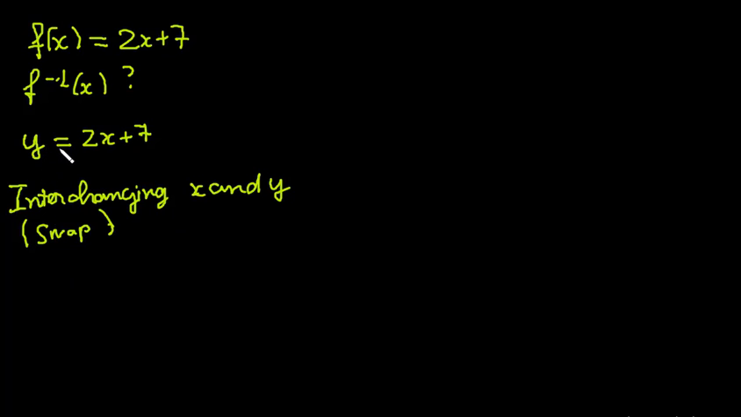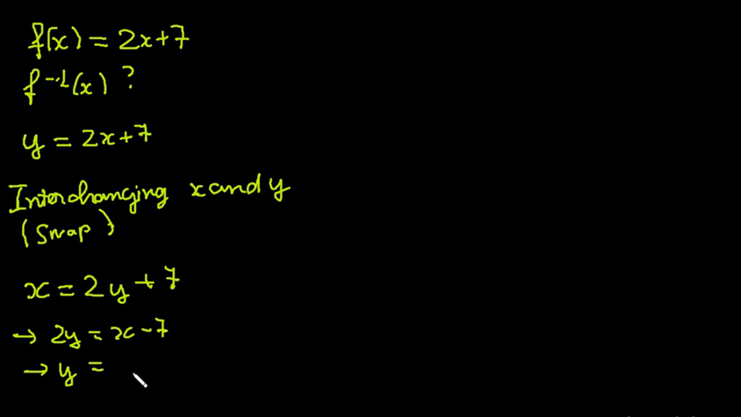Now you change it into x equals 2y plus 7. You change all the letter x into letter y, and all the letter y into letter x. And from here, you make y the subject. So now you have 2y equals x minus 7, so y equals (x minus 7) over 2. So here will be your inverse function of f(x): f minus 1 of x equals (x minus 7) over 2. Right?